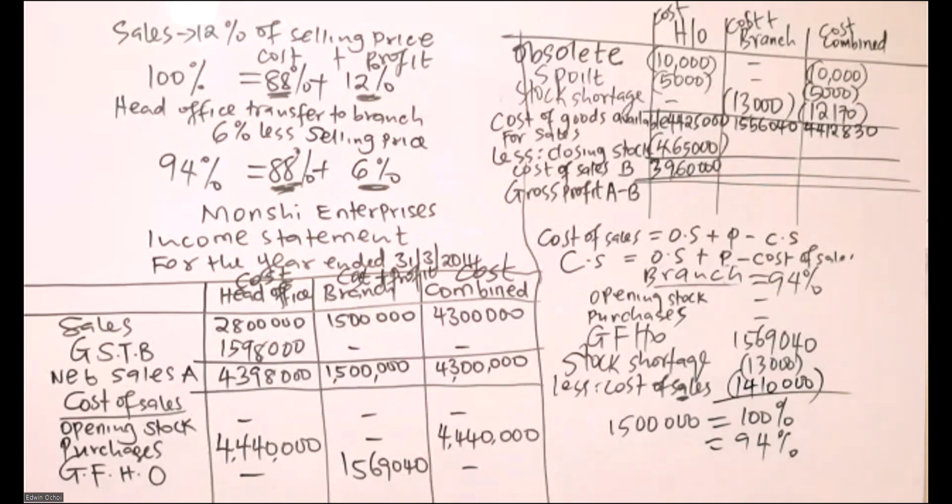So if you deduct from 1569,040, so 1569,040 minus 13,000, minus 1410,000. So I'm getting 146,040. So this one you deduct. 1556,040 minus the answer. So this is 1410. It is 1410. So 1556,040 minus 146,040. So this is 1410.